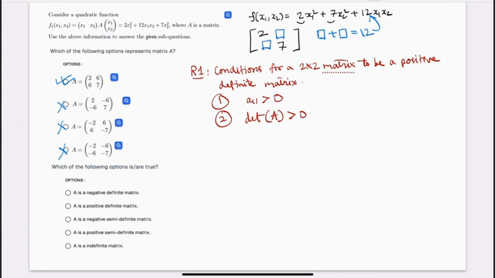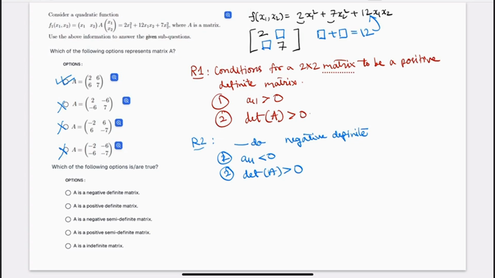Let me also write R2 as the conditions for a 2 by 2 matrix to be negative definite. And in this case we have that A11 should be negative and the determinant of A should be positive.